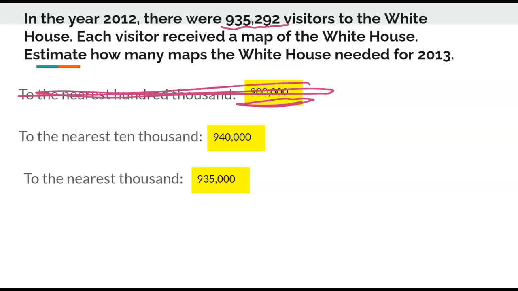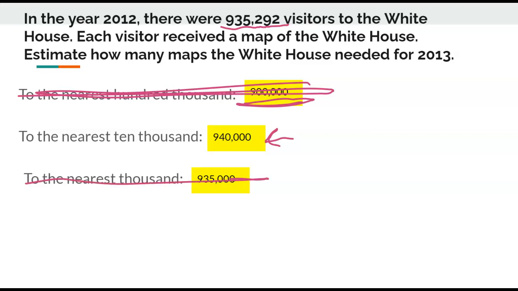Now let's look at our 10,000s place. If we round to the nearest 10,000, 940,000 is going to ensure that every single visitor gets a map, but that is a lot bigger. But this is a possibility. Now let's look at our nearest 1,000. We have 935,000, which is still less than our actual number of visitors in 2012. So this wouldn't be good because we'd still be short maps.